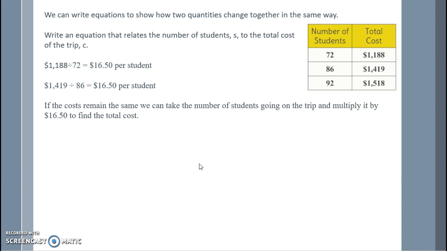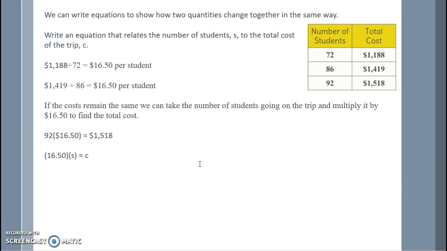So if the costs remain the same, we can take the number of students going on the trip, multiply it by 16.50 and find the total cost. So let's try that out to make sure my theory works. If I have 92 students and I take that times 16.50, sure enough I get $1,518. So this works. So 16.50 times the number of students equals the cost.